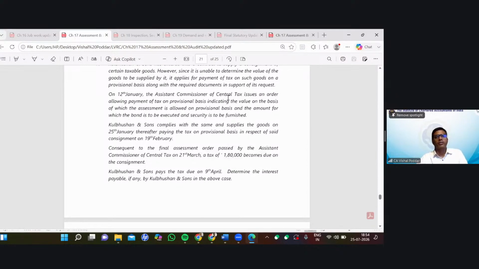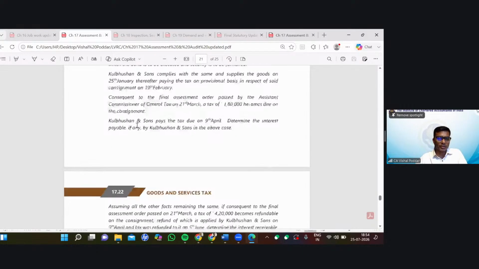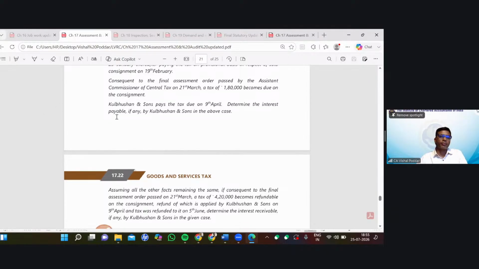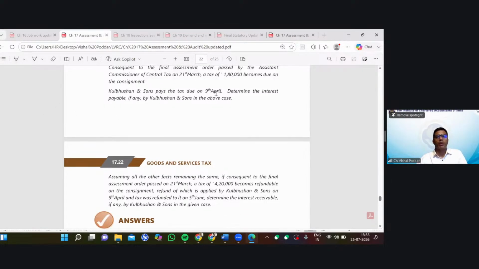On 12 January, the AC of Central Excise issues an order allowing payment of tax on provisional basis, indicating the value on the basis of which the assessment is allowed on provisional basis and the amount for which the bond is to be executed, securities to be furnished. Kulbhushan complies with the same and supplies the goods on 25th January, thereafter paying the provisional tax in respect of the said consignment on 19th February. Consequent to final assessment order passed by the Assistant Commissioner on 21st March, a tax of 120 becomes due. Kulbhushan pays the tax due on 9th April.